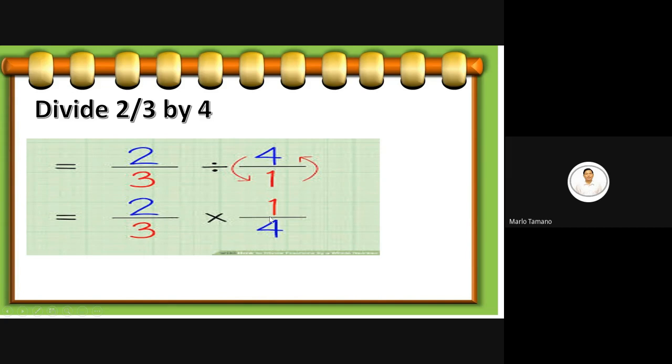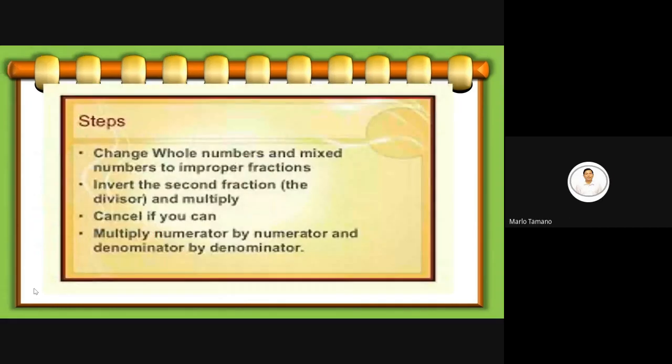And that's the time you're going to multiply. 2 times 1 is 2. 3 times 4 is 12. So, 2 over 12. Now, pwede po natin i-lowest term yung 2 over 12. What is the GCF of 2 and 12? Di ba 2? So, 2 divided by 2 is 1. 12 divided by 2 is 6. So, your final answer is 1 over 6. Okay? Yan po ang inyong final answer.